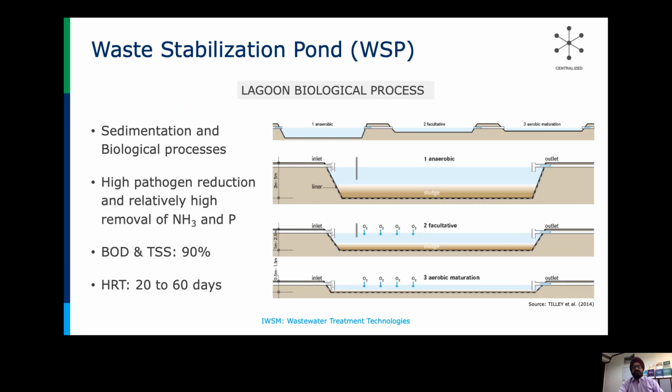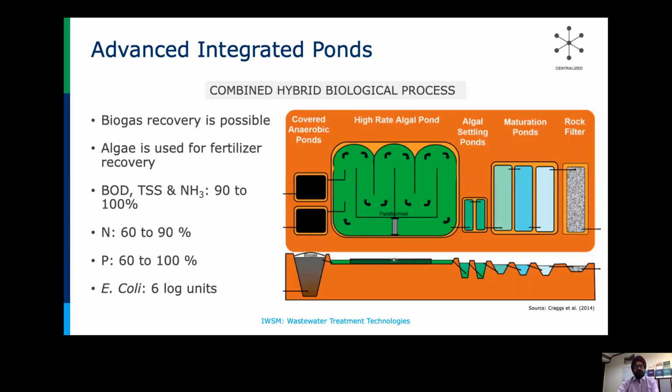And finally, the third lagoon, the water flows from one to the second to the third, is an aerobic maturation stage, where it's very shallow and oxidization happens. So this is also a process which is feasible for treating larger volumes of water and gives a very high treatment of BOD and TSS, although the retention time is also longer in this case.